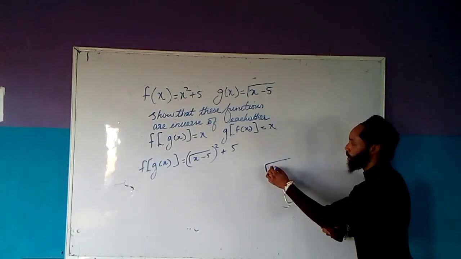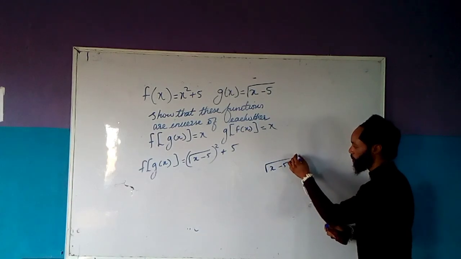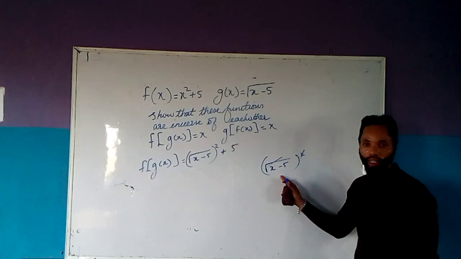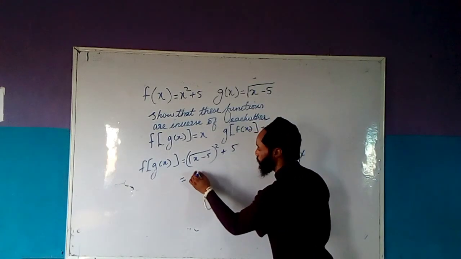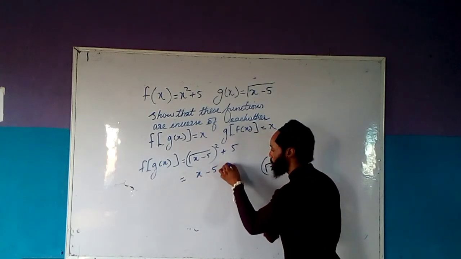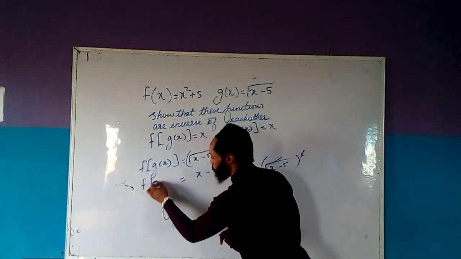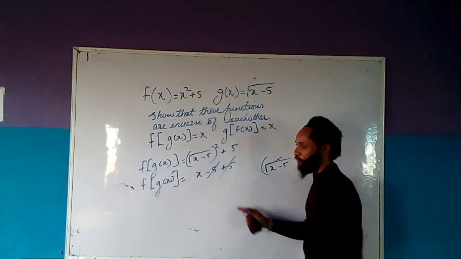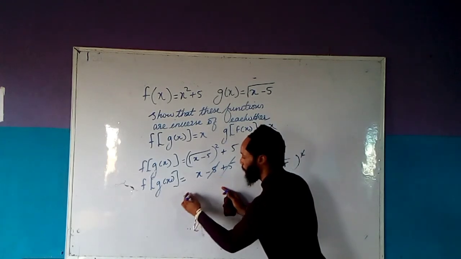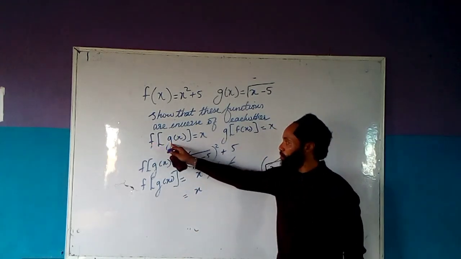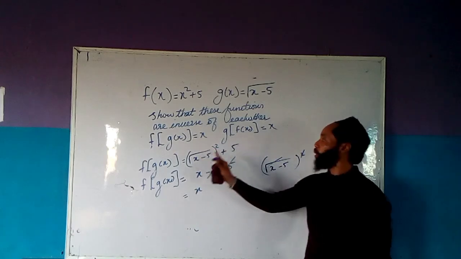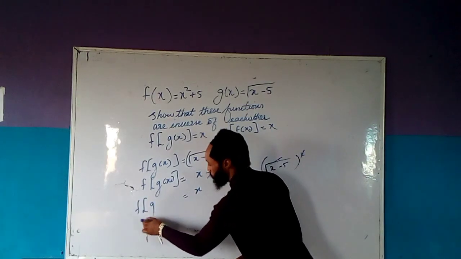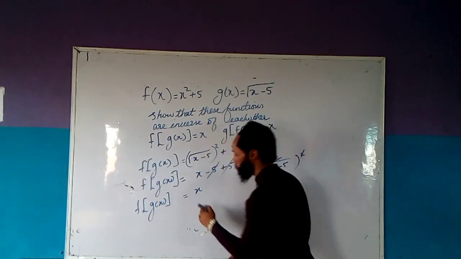You write it, multiply by itself. If you multiply, what will happen? This will cancel out. Have you seen it? What are you going to be left with? You're going to be left with x minus 5 plus 5. That's our f of g of x. And negative 5, positive 5 cancel out. What's our answer? x. Remember the law: f of g of x must be equal to x. Then we go to this one and see if we will get x. This is it. f of g of x is equal to x.